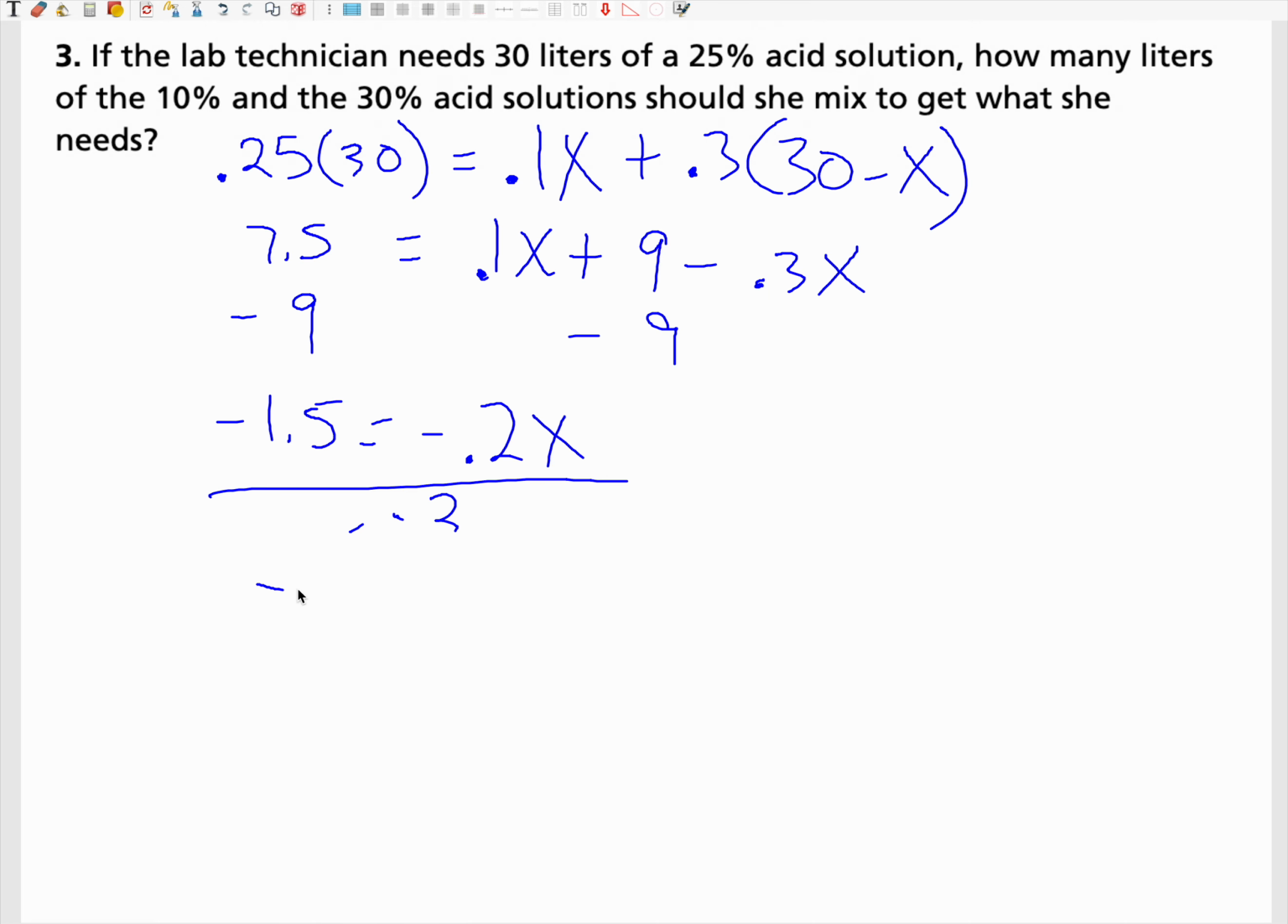7.5. 7.5 what? 10%. 7.5 liters of 10%, which means we need 22.5 liters of 30%. Okay. Didn't seem quite so hard the second time around, did it?